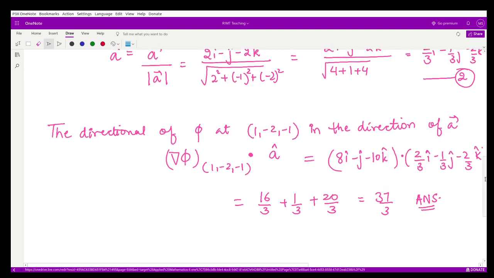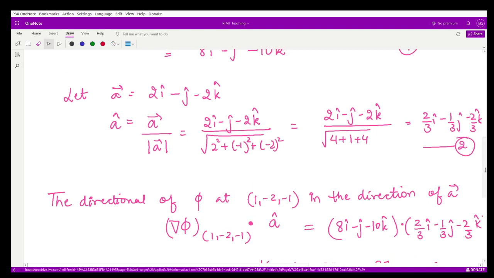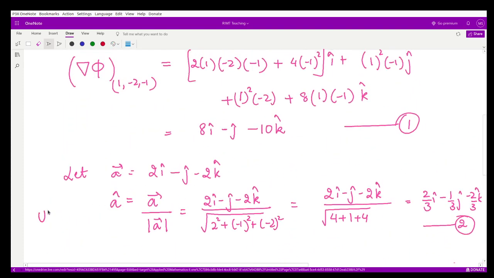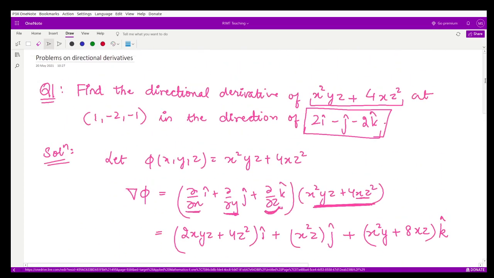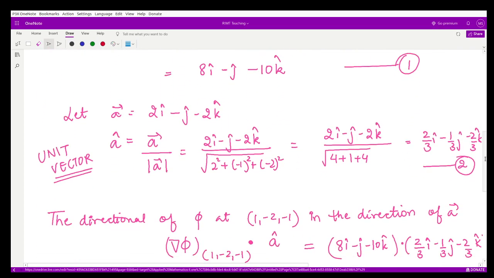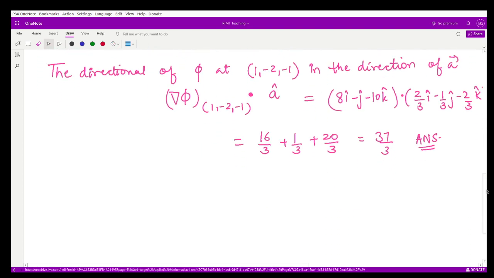The thing that is most important here is, do not forget to calculate the unit vector. If you take the dot product with the given vector itself, your result would be incorrect here. Okay, so now let us move on to our next problem. So let us see question number 2.